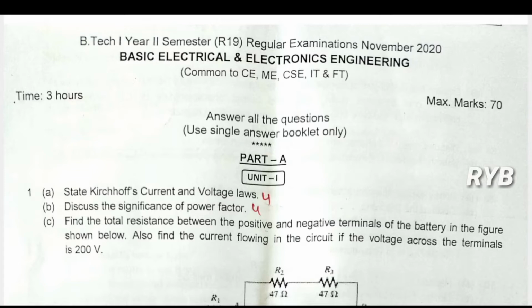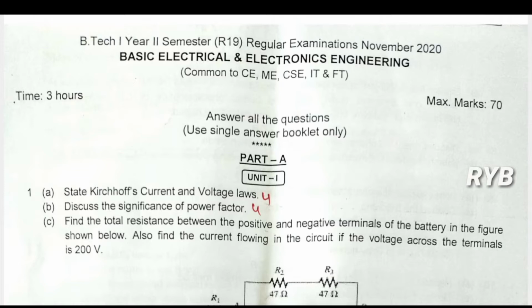The first question is: state Kirchhoff's current and voltage laws, KCL and KVL. What is Kirchhoff's current law and KVL? The sum of incoming currents is equal to the outgoing currents, that is summation I equal to 0. Voltage law is summation V equal to 0, simply, but we have to represent it for 4 marks, so they are dividing the marks. And for this we discuss first. Question B is: discuss the significance of power factor.